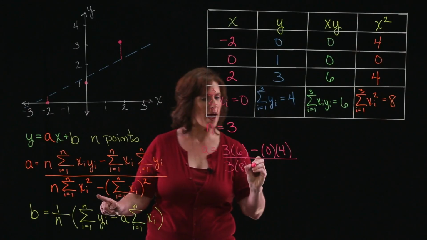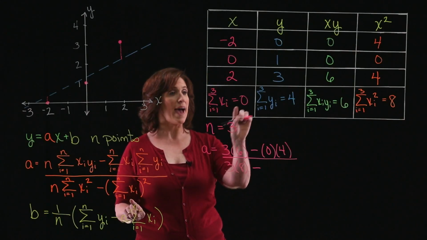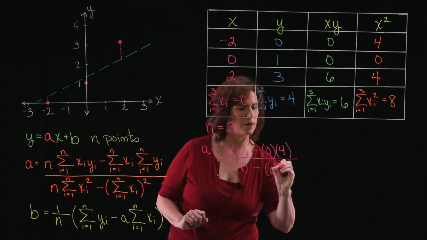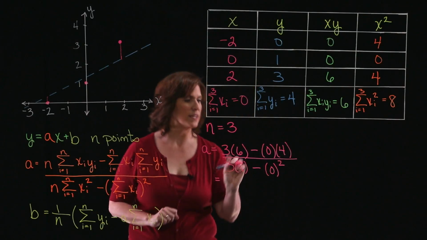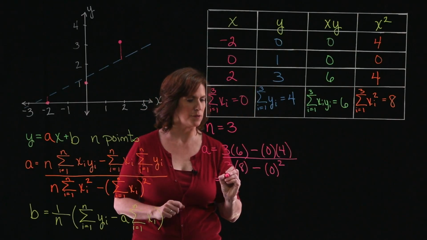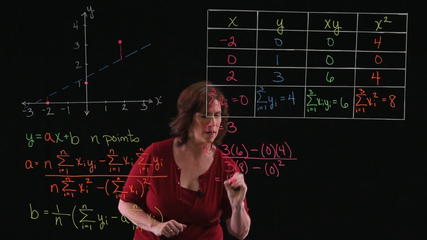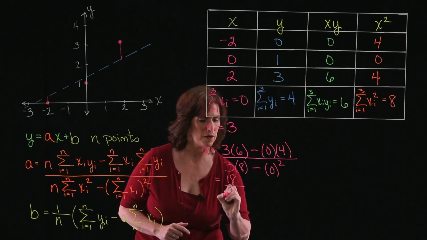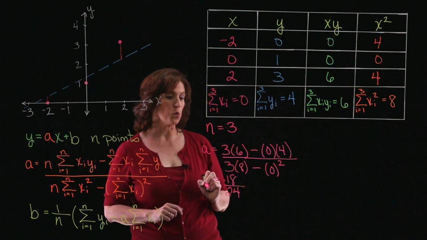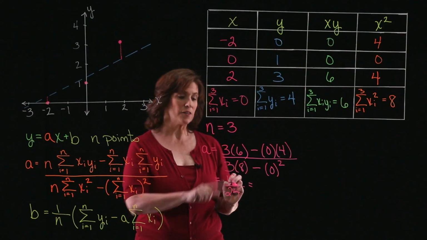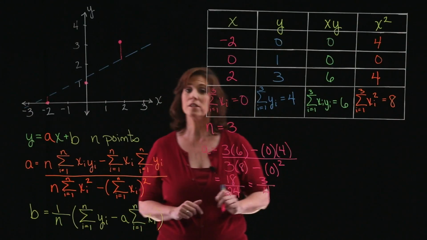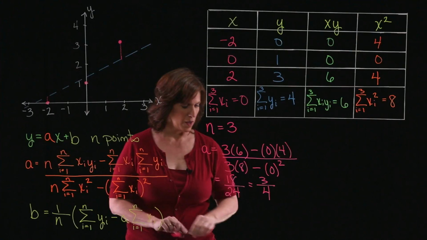And then I'm going to subtract the sum of my x terms, which is 0, and square that value. Okay. So that's going to give me 18 minus 0, so that's 18, all over 3 times 8, which is 24 minus 0. So that's 24. 6 divides evenly into both of those, and I end up with a slope of 3/4.